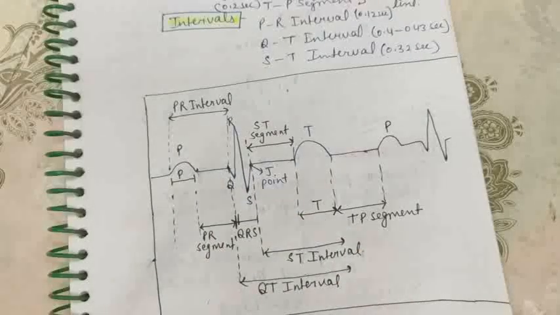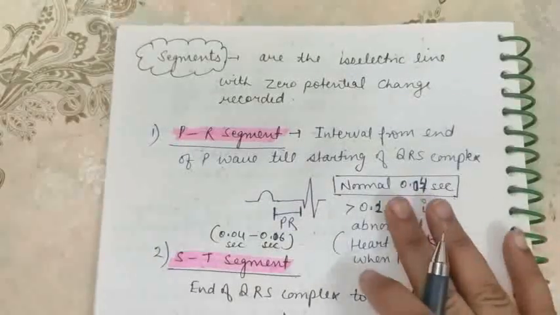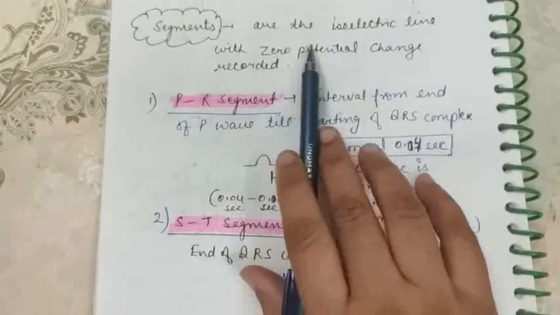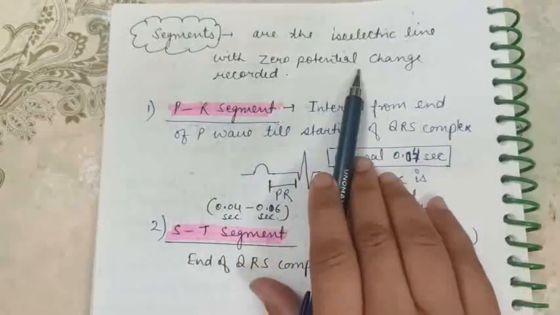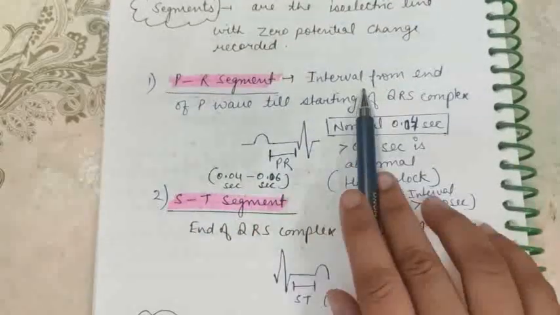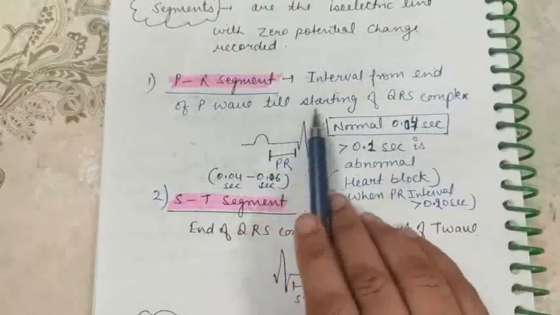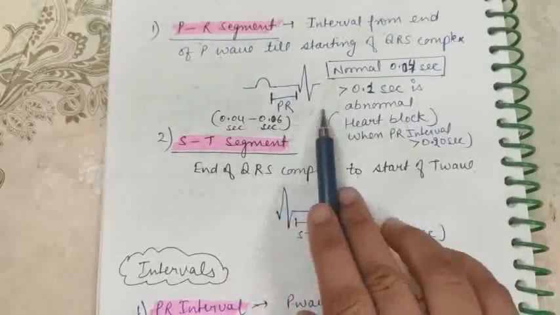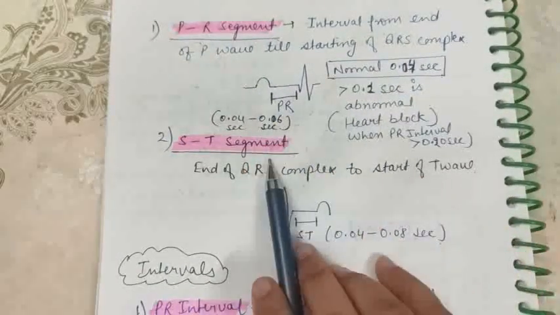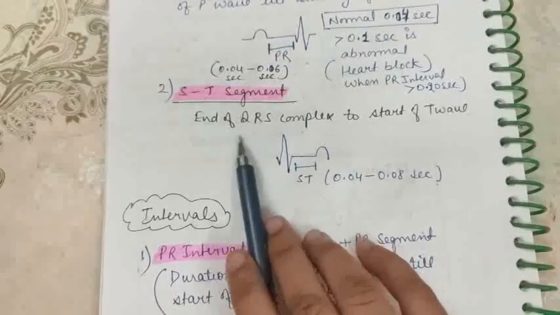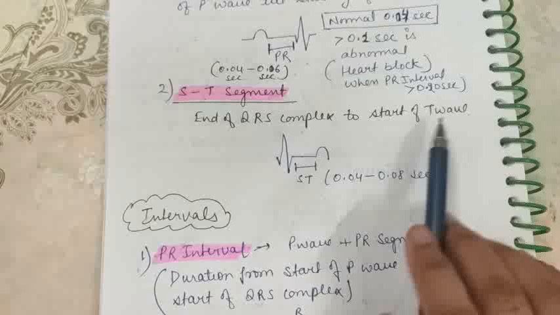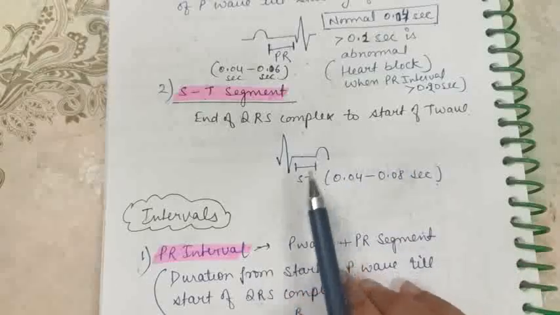Okay. So if you get this question in exam, that's how you have to explain. Segments are the isoelectric line with zero potential change. PR segment: the interval from end of P wave till starting of QRS complex, normal duration you have to measure. Then ST segment is from end of QRS complex to start of T wave. This is ST segment.